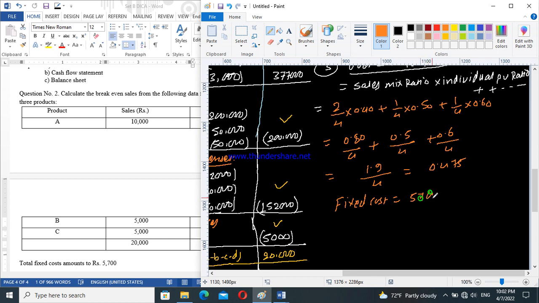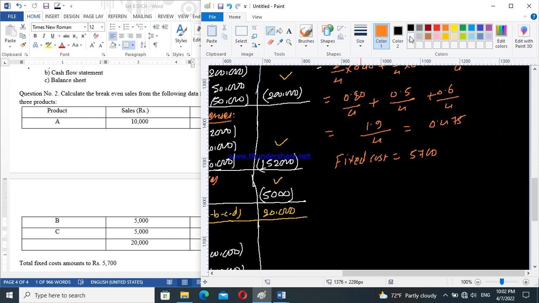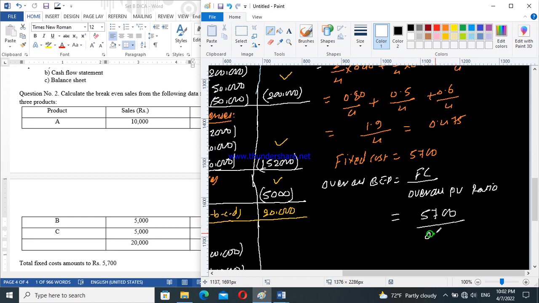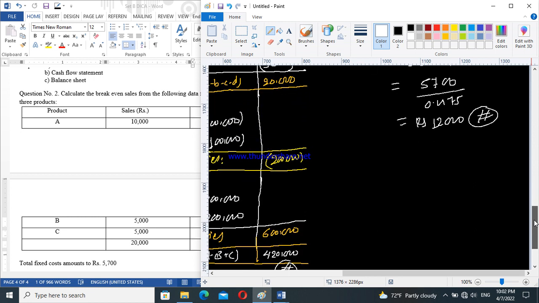Finally, the final step, we have fixed cost is equal to 5700, and overall BEP is equal to FC divided by overall PV ratio. FC is 5700, and 0.475 is combined PV ratio, and the answer is Rs 12,000. Okay, the answer is completed for part A.